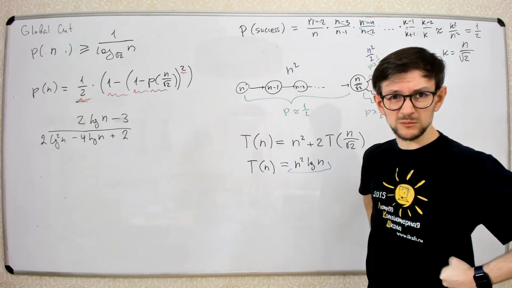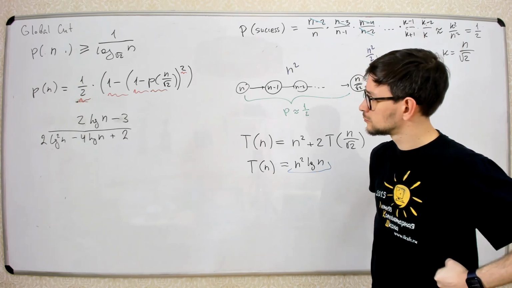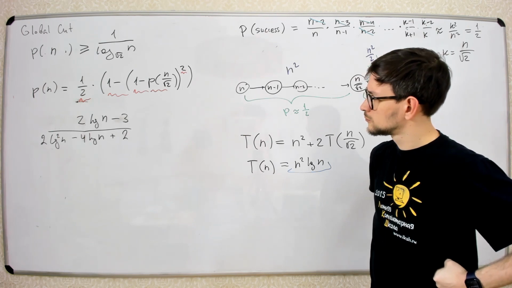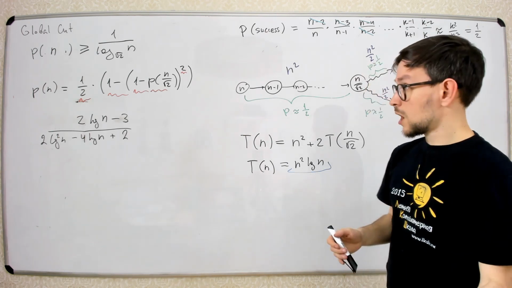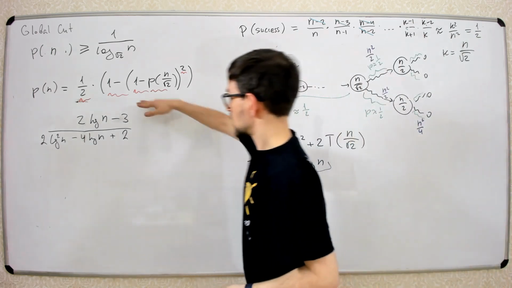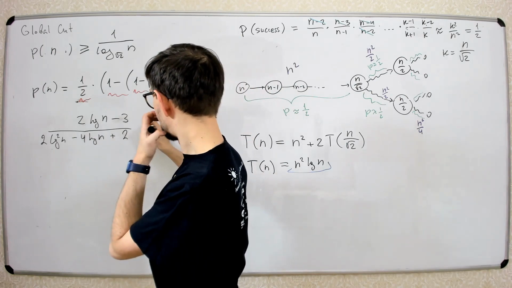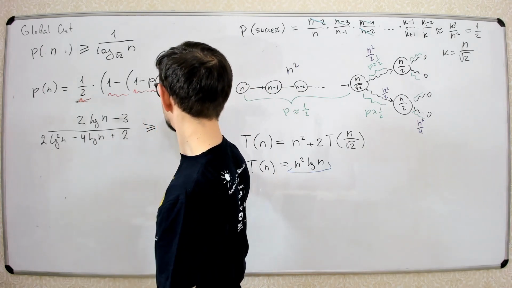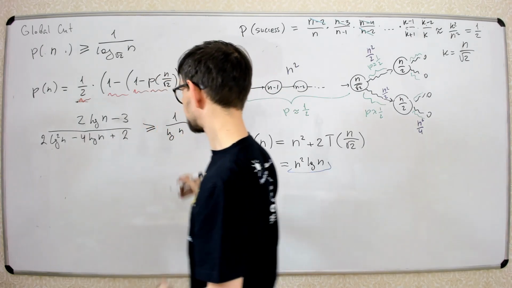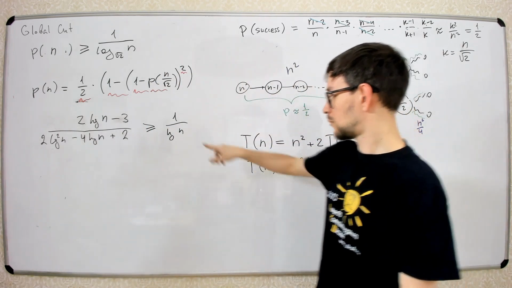Looks fine, right? I think it's good. And now finally, I just simplified this formula, yeah? And now I just need to prove that this is greater or equal than 1 divided by log n. No, I'll multiply this here.